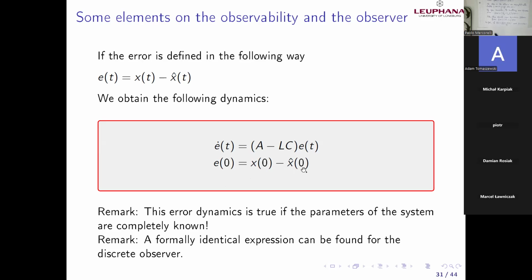Of course, this I don't know. X hat, I don't know, because it is the estimation of x0. Better to say, x0, I don't know. And therefore, it is different from the value which I put in the observer, which is this one. Basically, we have an initial observer error, this one.